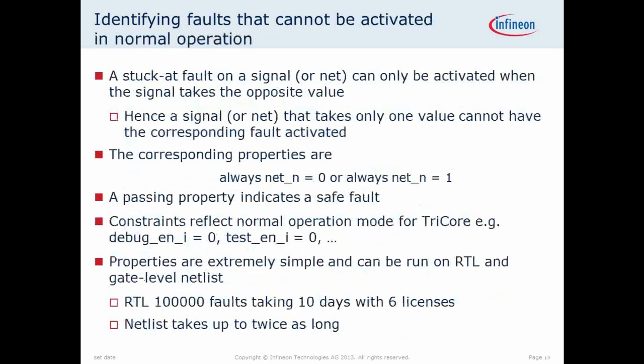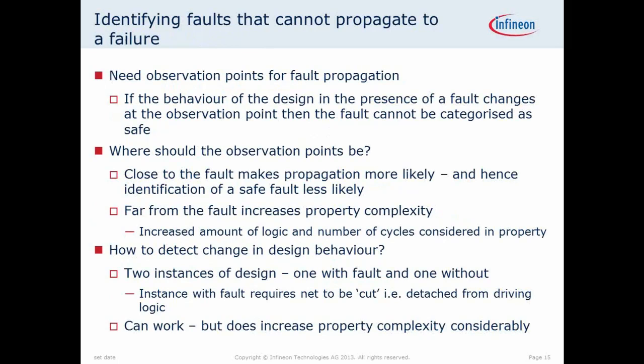So that's the first strand, faults that cannot be activated. The second one is faults that cannot be propagated. When you're talking about propagation of faults, you need an observation point. You need to look at somewhere that they might get propagated to. And then if the behavior of the design in the presence of the fault changes from the normal behavior of the design at the observation point, then the fault cannot be categorized as safe. The fault's led to a difference in behavior, so you cannot say it's safe.